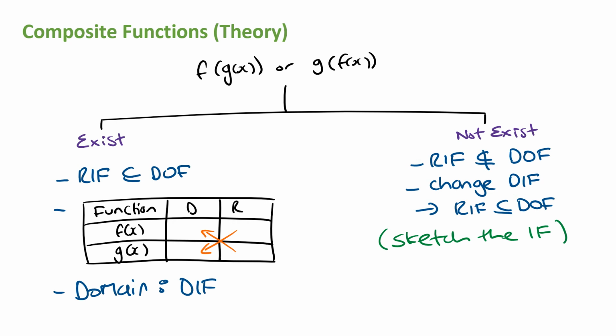Once you have changed or restricted the domain of the inner function so the composite function is now defined or exists, the domain of the composite function is now going to be the restricted domain of the inner function. And if you were asked to state why a composite function does not exist, all you need to do is write down, using interval notation, that the range of the inner function does not equal or is not a subset of the domain of the outer function.